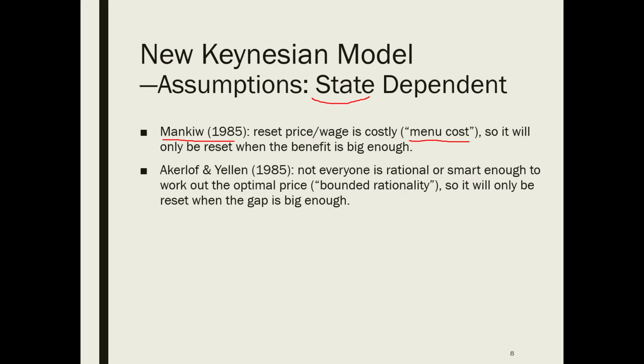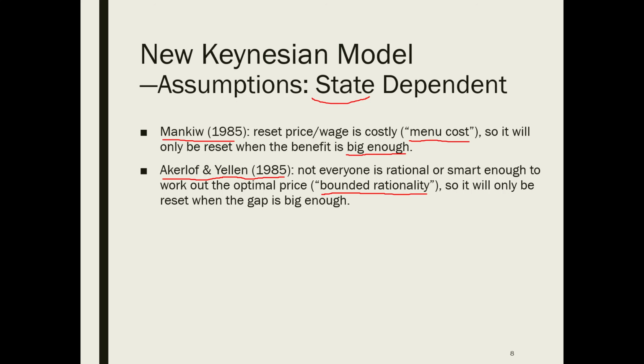As we mentioned, in this kind of model, price resetting is costly because you have to, for example, replace the old menu with the new one, and you have to print all these things all over again. And it will only be reset when the benefit of resetting the price is big enough to cover the cost of resetting the prices. And let's take Akerlof and Yellen 1985 as the representative model of the bounded rationality model.